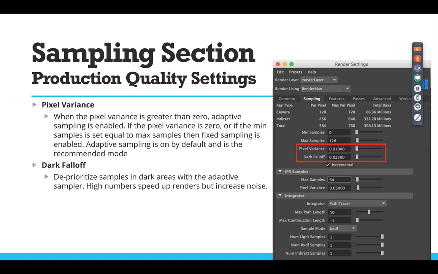Question? So if I crank up the dark fall-off more, that will add extra noise to my dark areas? It would speed up your render time, not necessarily add more noise, but not clean it up, not spend enough time in there. Okay. So you're basically telling it areas that are kind of shadowy, we've got a higher threshold of what we call done than before.